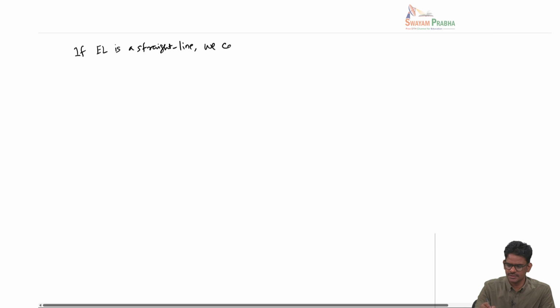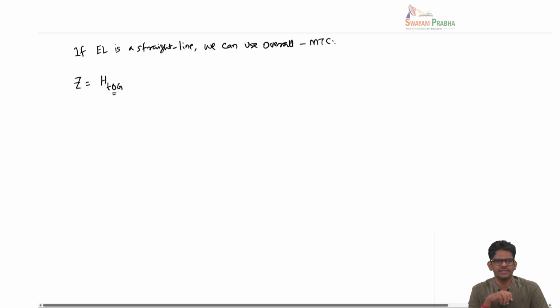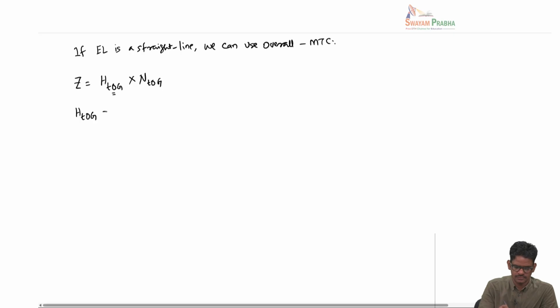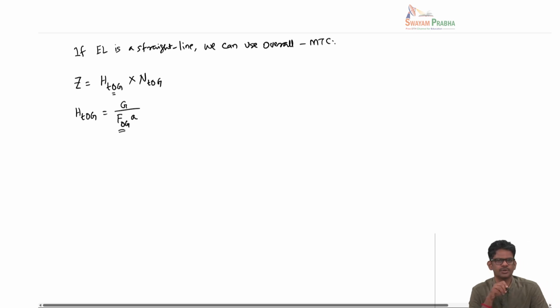we can use overall mass transfer coefficients. So then you can write a set of equations. So now I am introducing this O here to denote it as an overall coefficient. So here you can see this mass transfer coefficient FOG is the overall gas phase mass transfer coefficient.